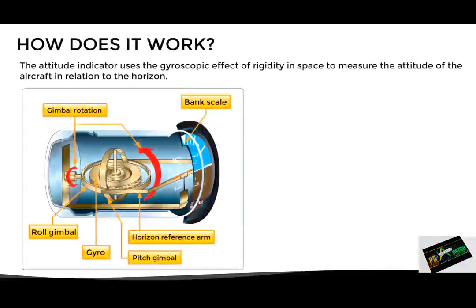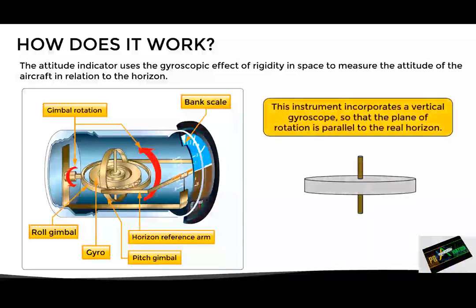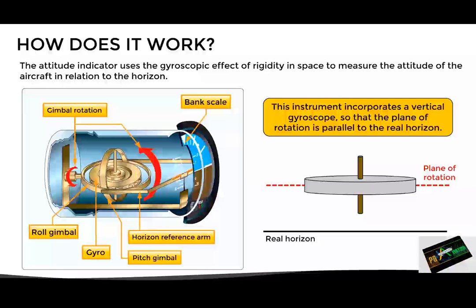As we already mentioned, the attitude indicator uses the gyroscopic effect of rigidity in space to measure the attitude of the aircraft in relation to the horizon. This instrument incorporates a vertical gyroscope so that the plane of rotation is parallel to the real horizon, as we can see in this image.